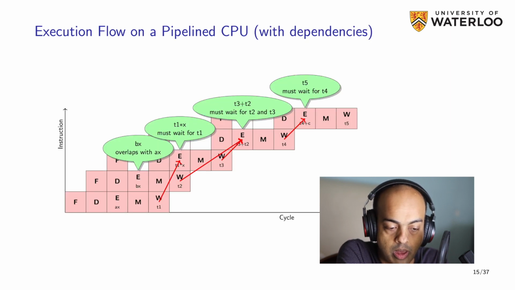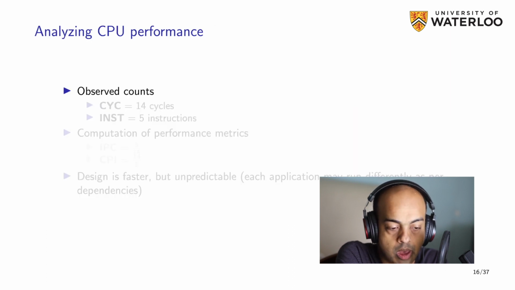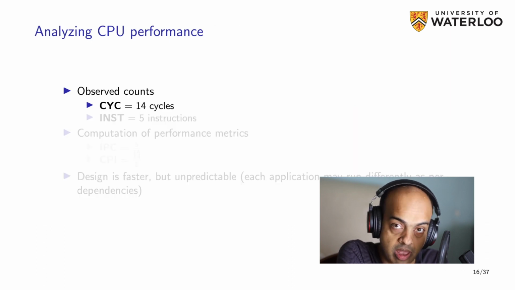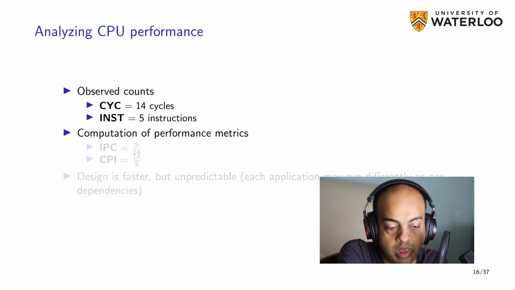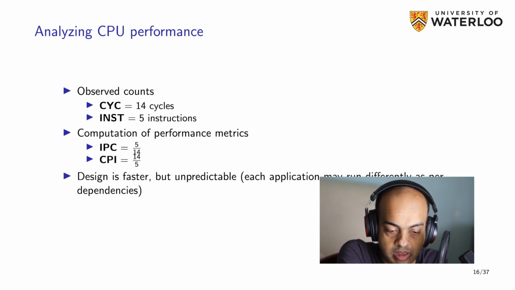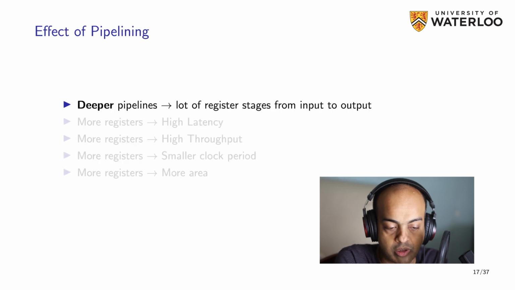Okay. Now when you have a pipelined CPU, you have these dependencies, and the exact nature of dependencies is going to vary with the problem you're solving. So for poly, we can count that it's taken us 14 cycles to do that entire operation. We needed to execute 5 instructions. So IPC is 5 over 14, CPI is 14 over 5. The design is faster, but the IPC is going to vary with the application. So you need to keep recalculating this number for different workloads, and there's no one magic right answer for IPC. It's very tied to the application you will run.